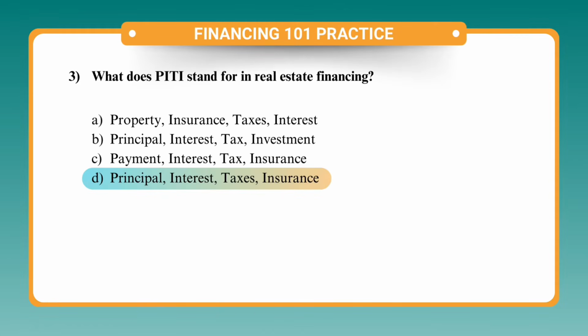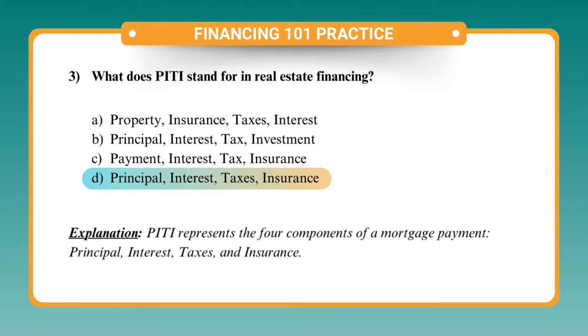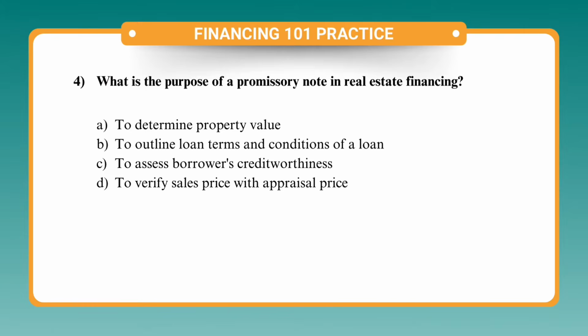The answer is D, principal, interest, taxes, and insurance. PITI represents the 4 components of a mortgage payment: principal, interest, taxes, and insurance. Number 4, what is the purpose of a promissory note in real estate financing? Is it A, to determine property value, B, to outline loan terms and conditions of a loan, C, to assess borrower's creditworthiness, or D, to verify sales price with appraisal price?